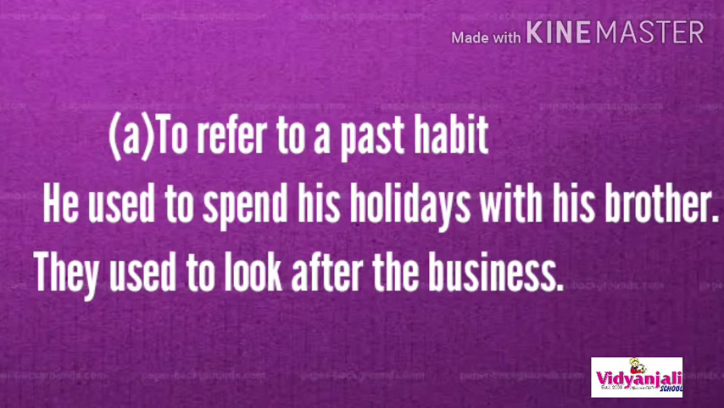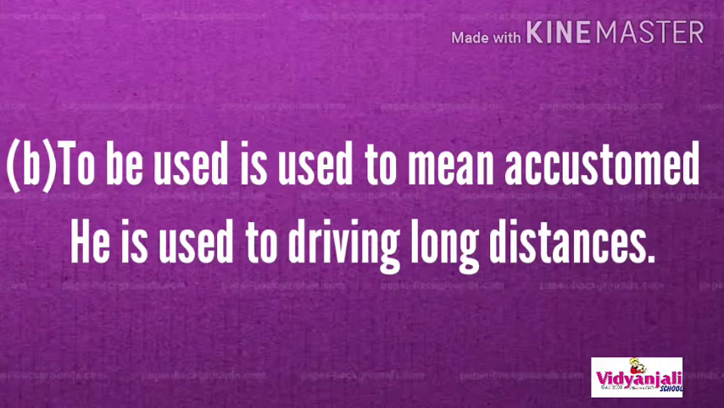It is followed by the infinitive to. Used to we have to use. He used to spend his holidays with his brother. If you observe the example, what does it mean? Not now. He used to spend his holidays with his brother, but not in the present, in the past. They used to look after their business, but now they are not looking after it because it is the past.